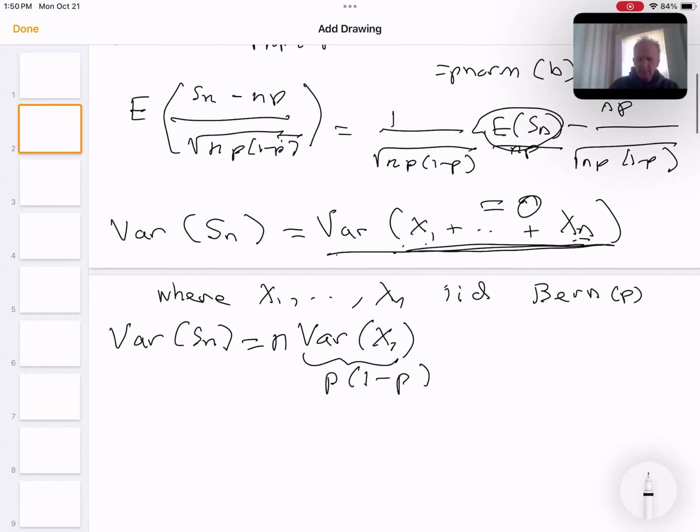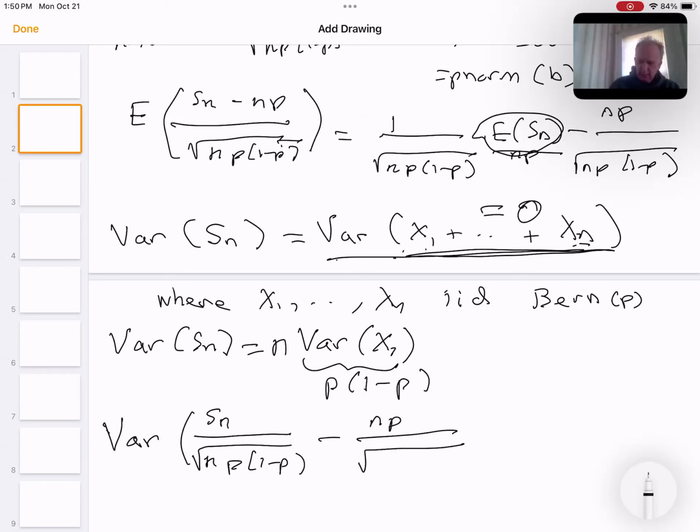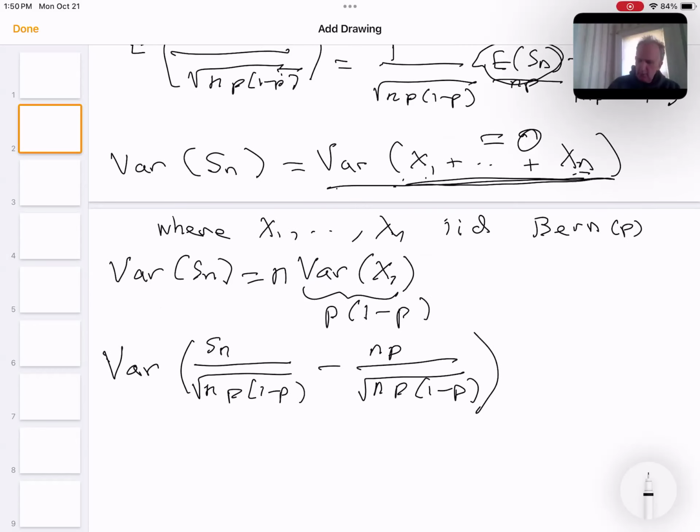Okay, now let's take the variance of this. So if I have the variance of this thing over here, let's write it like this: (S_n minus np) over the square root of np(1 minus p). Now, what do we know from before? From that day we wrote all the properties about expected value and variance.